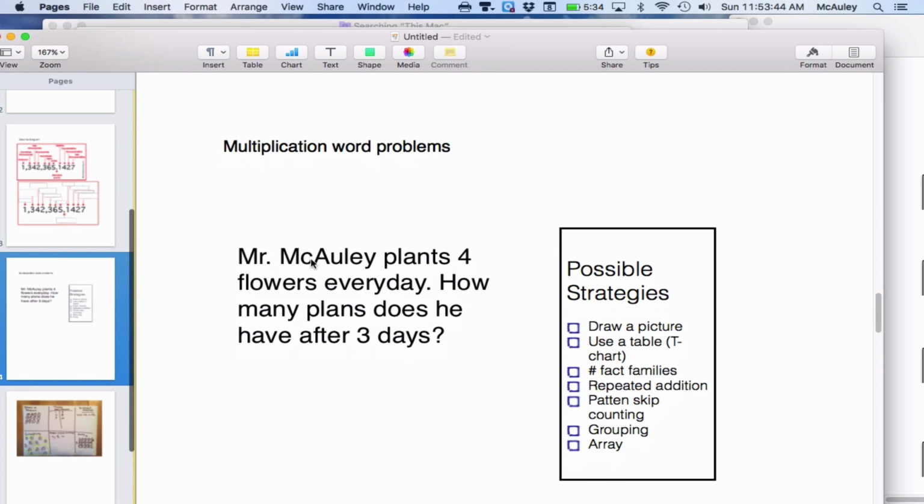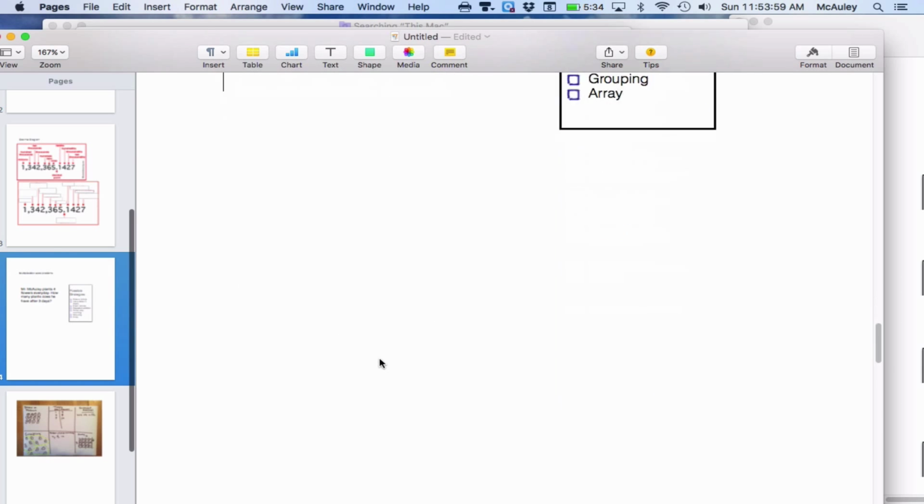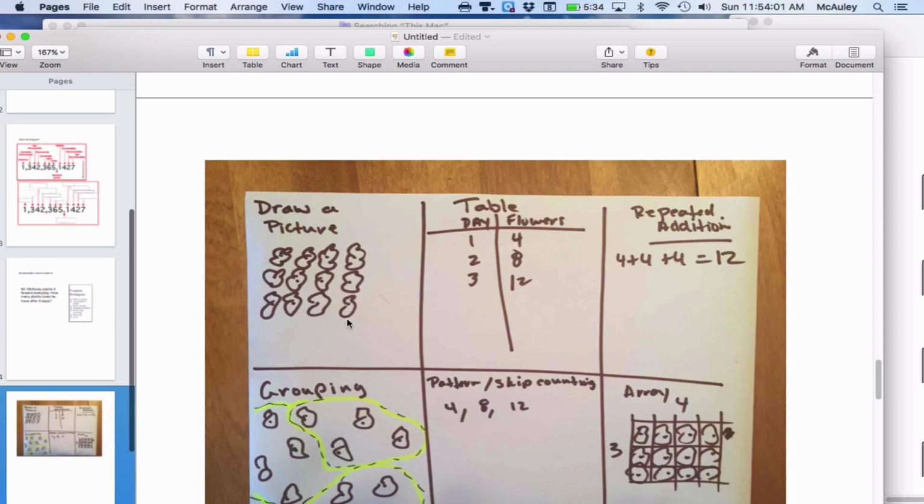Let's say you have a simple problem: Mr. Macaulay plants 4 flowers every day. How many plants does he have after 3 days? Well, those aren't the numbers on the test; the numbers will be a little bit more difficult, but let's just work with that to illustrate. So one thing you could do is draw a picture. Every day I do 4 plants, so 4 by 3 days, and that'll give me an answer of 12.